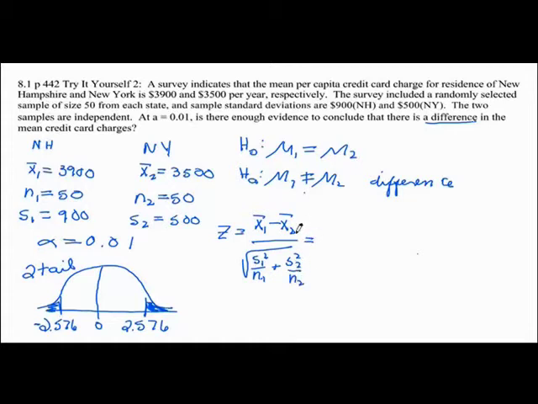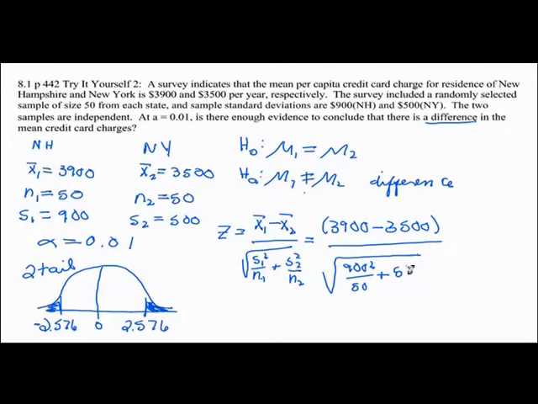And so we're just going to put those numbers in there, and so we'll get 3,900 minus 3,500 divided by the square root of 900 squared divided by 50 plus 500 squared divided by 50. And so let's stick those in our calculator.